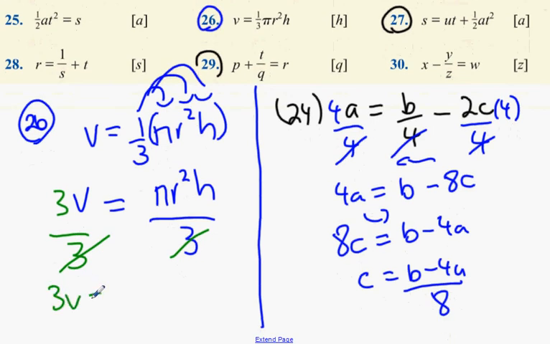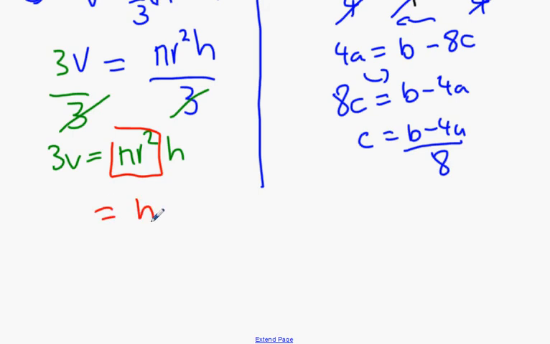So 3v equals pi r squared h. This pi r squared is the problem. It's currently being multiplied by the h on the right hand side of the equals. What happens when we move it to the left hand side of the equals? Goes into division. 3v over pi r squared h. Or sorry, pi r squared. It's not actually that bad.